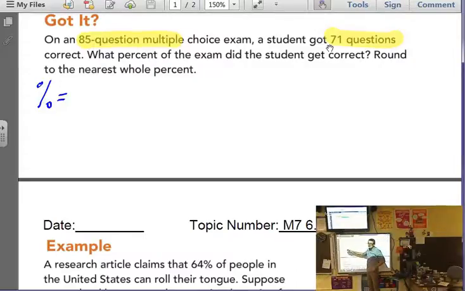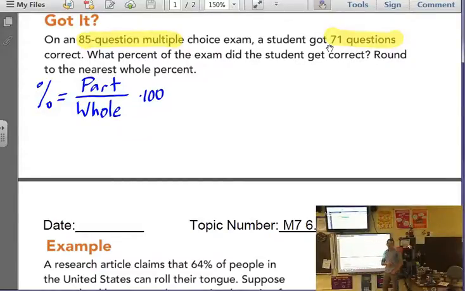So what we need to write down first, especially if you're struggling to start this, is that our percent is always the partial value, or the part, over the whole value, and then we multiply by 100 to turn this into percent form. So write this down. Then the part and the whole. Mr. Surface, what's my part here? Well, your part is 71. And the total number of questions on the exam? 85.